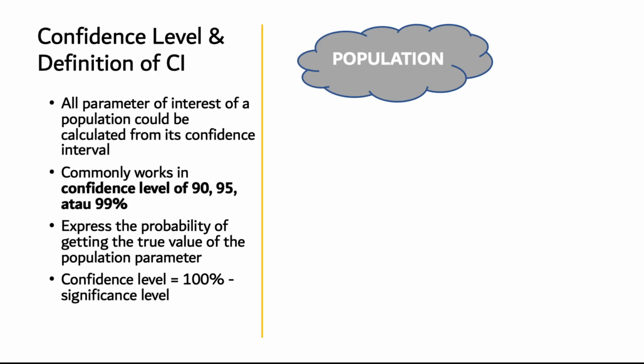In calculating the confidence interval, there are no strict rules about what confidence level values should be used, but the common practice is to use 90, 95, or 99%. Roughly speaking, the confidence level can be viewed as the probability of obtaining the true value of the population parameter.